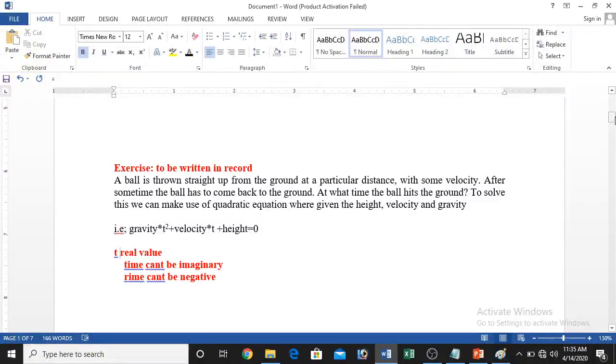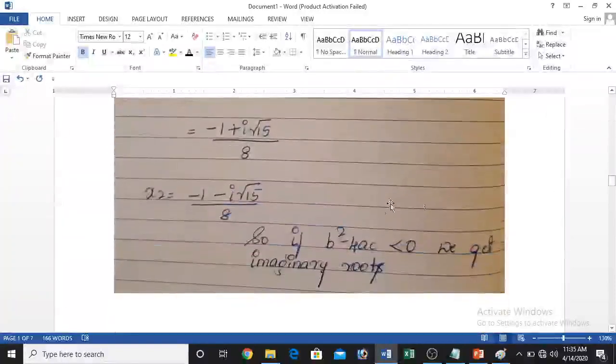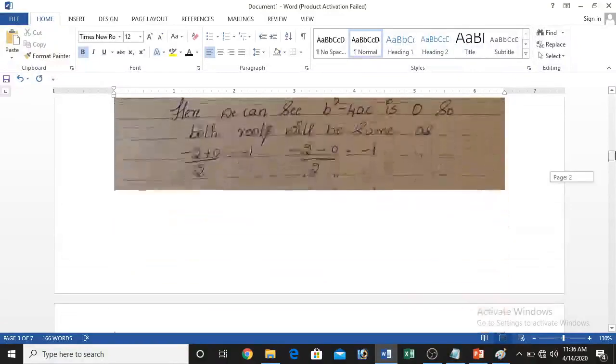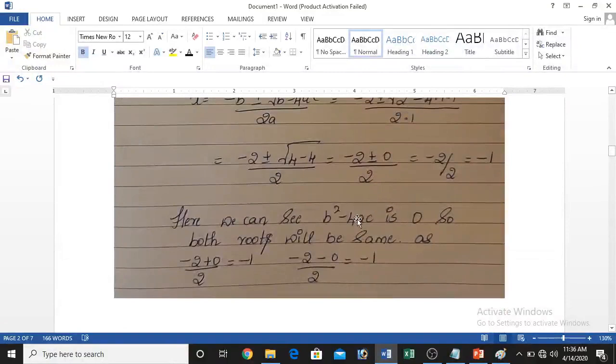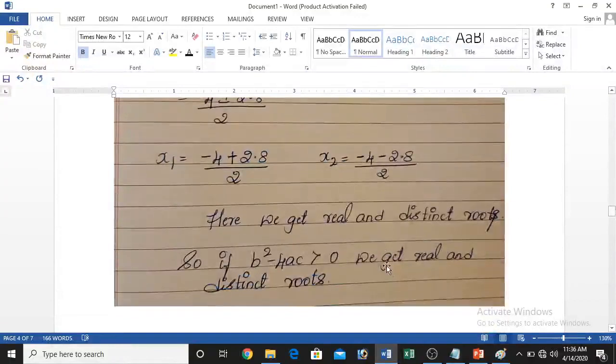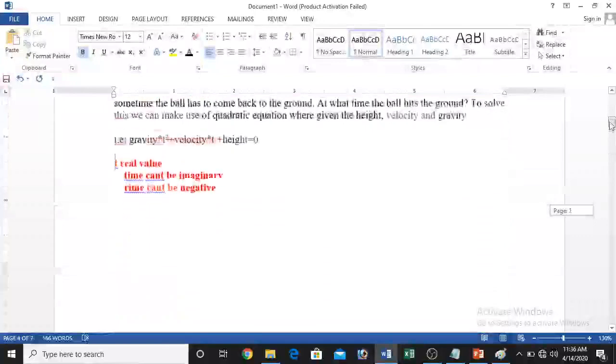That means when we come across the particular case where b square minus 4ac is less than 0, where we get imaginary roots, at that time we cannot consider the time. So we need to neglect this. Now the options left out are if b square minus 4ac is equal to 0, and if b square minus 4ac is greater than 0. These two we need to consider to calculate what exactly is the time and to display that particular time.